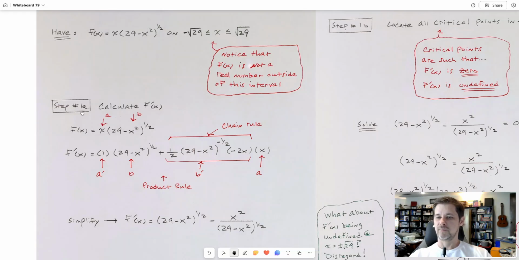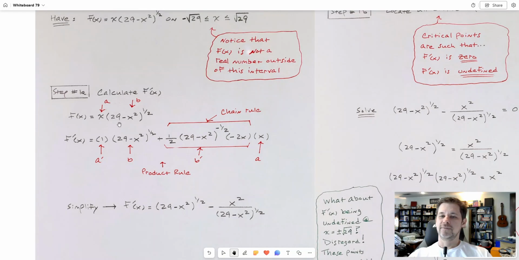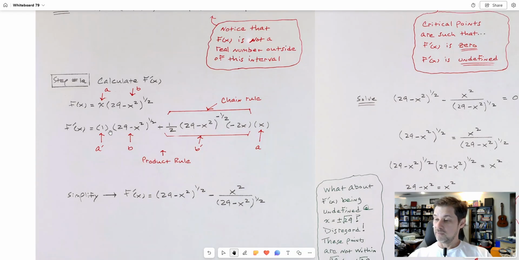I'll say this is step 1a. So here's my function and here's the derivative. It's a combination of the product rule and the chain rule. The product rule says that if I have a function like a times b, then the derivative is a prime b plus b prime a. So that's what I have there. But in order to find the derivative of 29 minus x squared to the 1/2 power, I have to use the chain rule. So that's what you see here. There's our initial step for the derivative with the rules that are applicable.